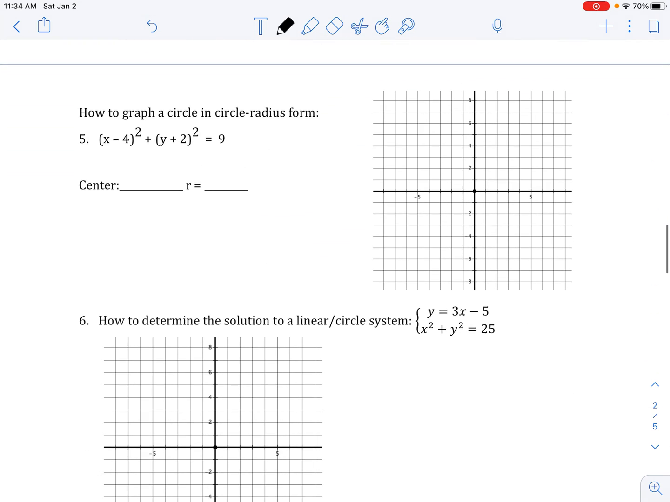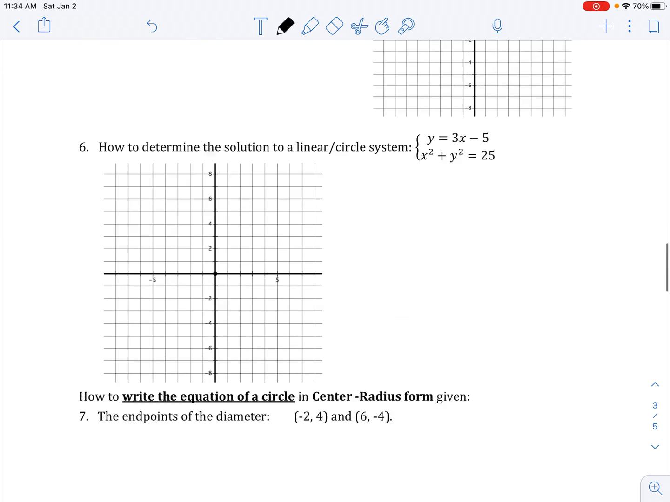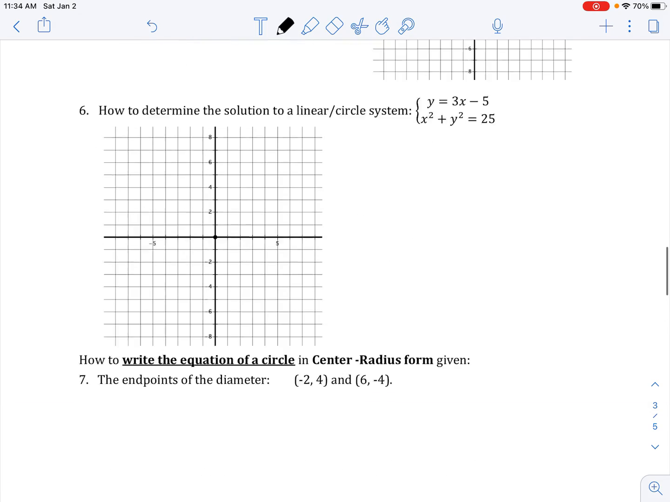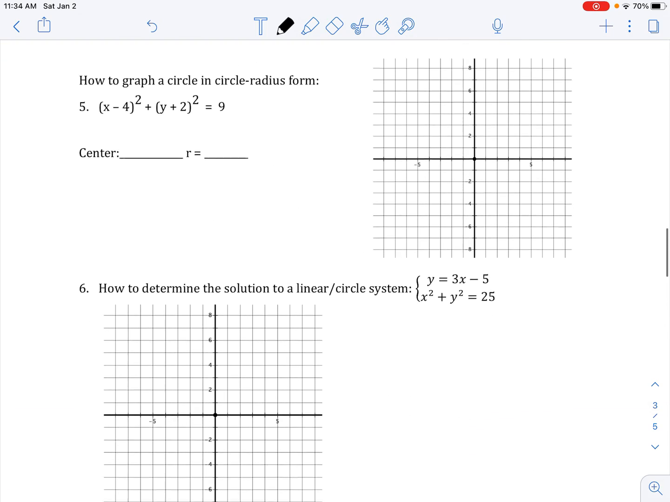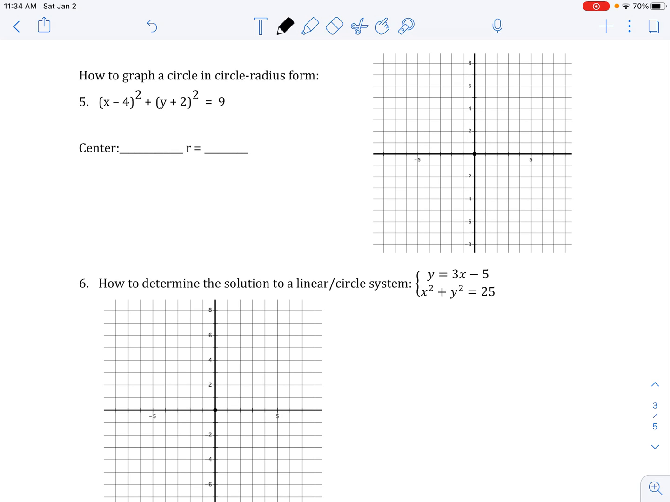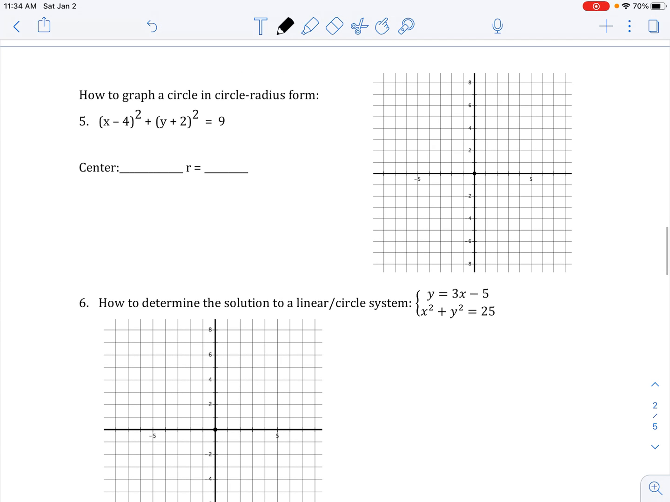All right. For the last part of these notes, we are going to do some graphing and then some writing equations based on some criteria. So how do we graph a circle? When we graph a circle, we graph the center point first. And so we have to determine the center point.